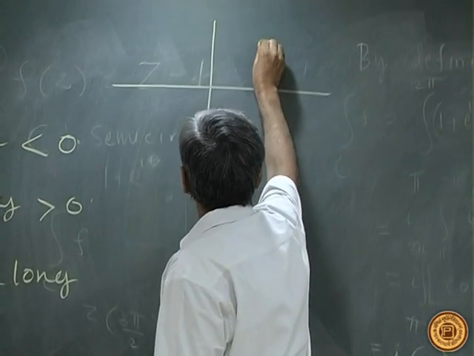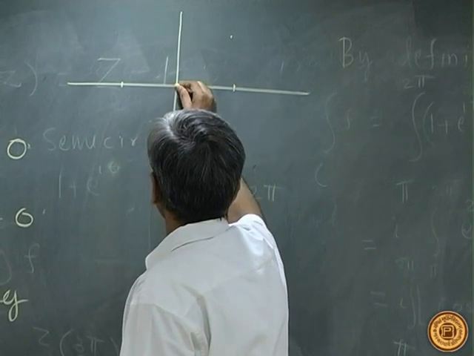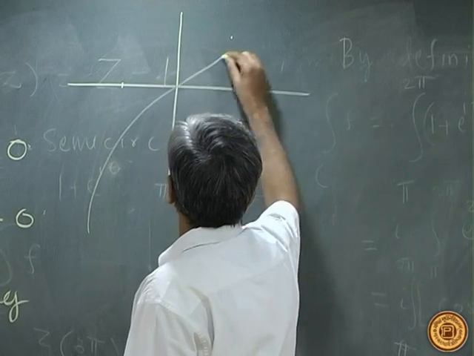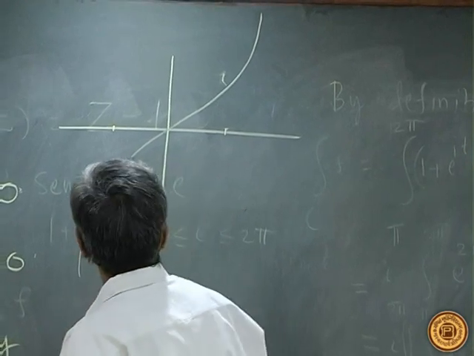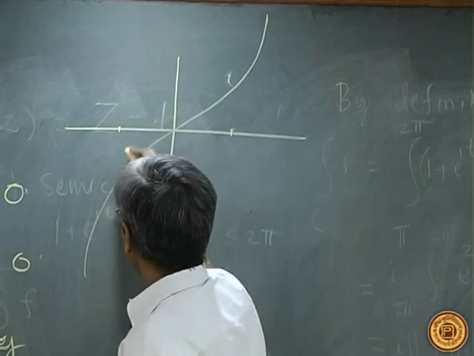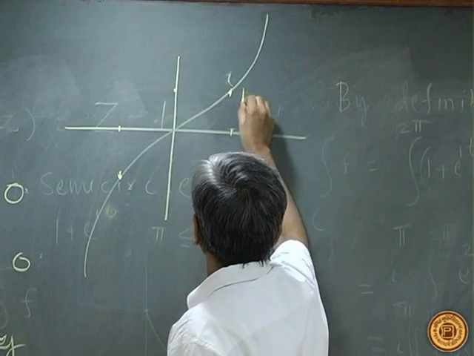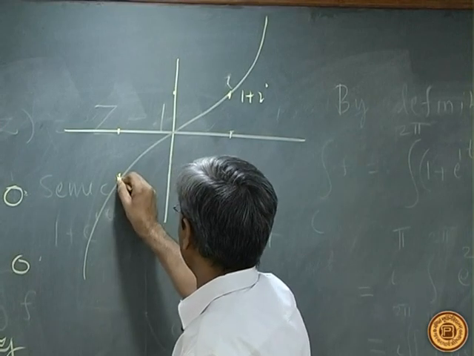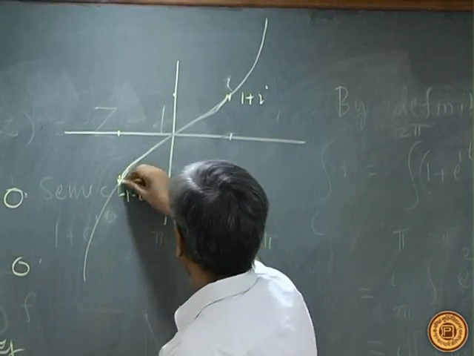So 1, 1, minus 1, minus 1, and 0, 0. So y is equal to x cube is like this, a rough sketch of y is equal to x cube. And you have minus 1 minus i, this point, and 1 plus i, this point. So 1 plus i is 1, 1, and minus 1 minus i is minus 1, minus 1. So this is the arc that we want to integrate, along the curve y is equal to x cube.